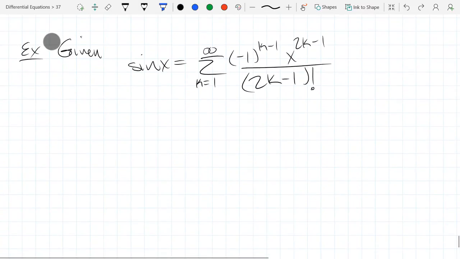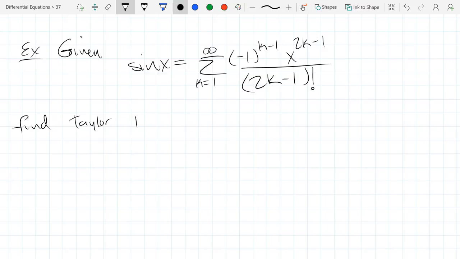All right, so given sine x equals this, find the Taylor series at 0 of x for cosine. So what I do not want you to do is take derivatives until you see a pattern and construct the Taylor series in the regular way. What I want you to do instead is use the fact that you know about sine x to find the Taylor series for cosine. So how are sine and cosine related?